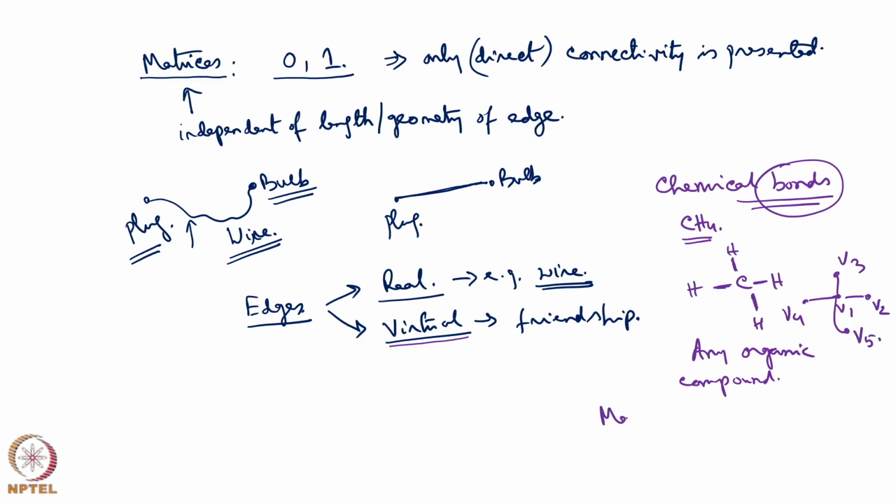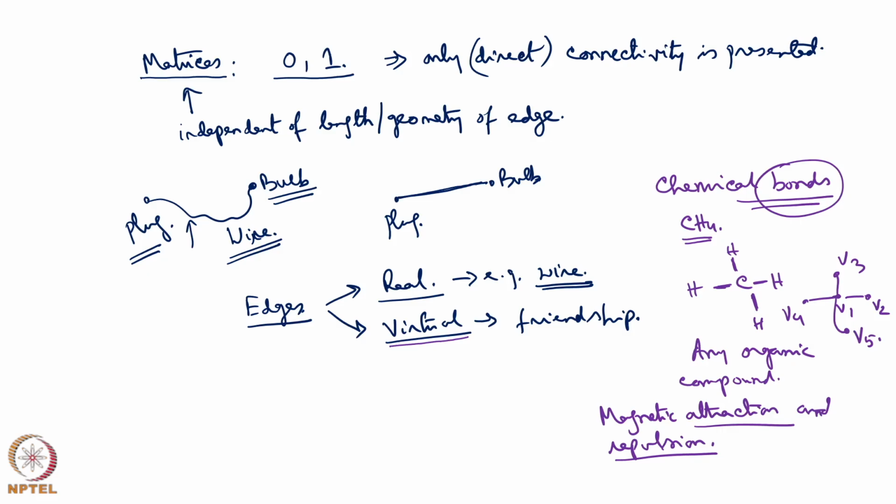Then, magnetic attraction and repulsion. This also can be considered as edges, but when we say that the 2 points are attracted towards each other, there is no string or line actually present between them. Same when they are repelled.